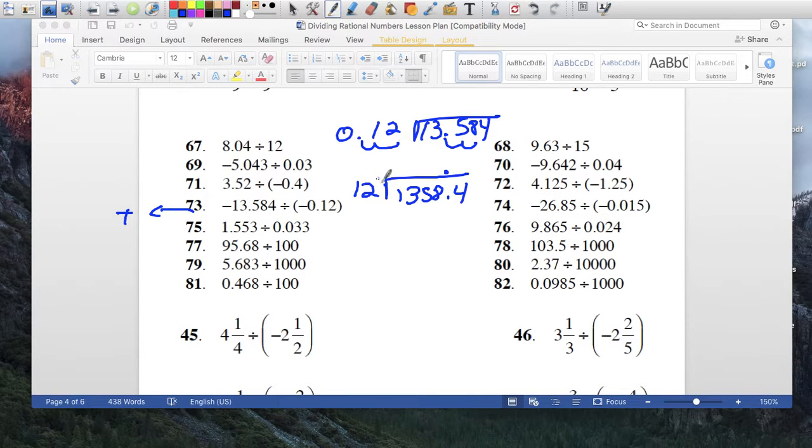So let's start dividing. 12 goes into 13 one time. Bring 1 left over, bring the 5 down. 12 goes into 15 again one time. 3 left over, bring the 8 down. 12 goes into 38 3 times, which is 36. 2 left over, bring the 4 down. 12 goes into 24 2 times. So final answer, 113.12.